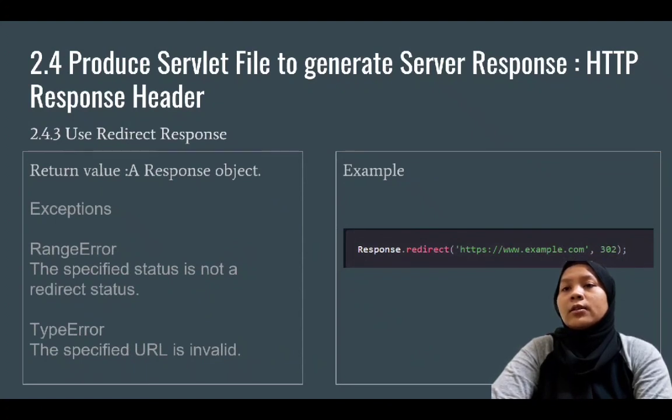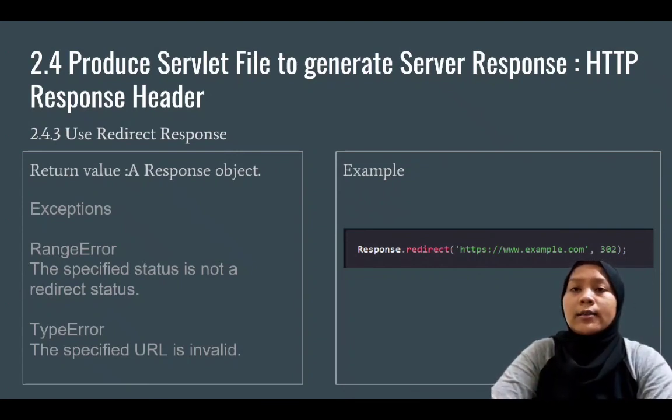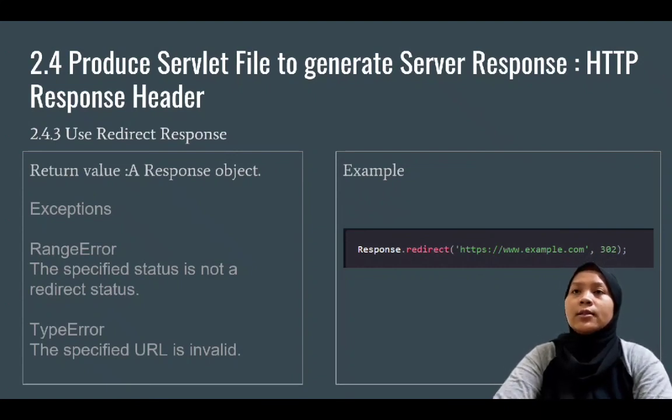The return value is the response object, and the exception is a RangeError, thrown when the rewrite status has a specific status, or a TypeError. So here is some example, which is redirecting to http://www.exam.com with 201. So that's it from us. Thank you.